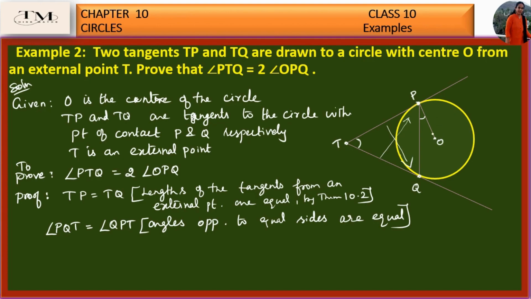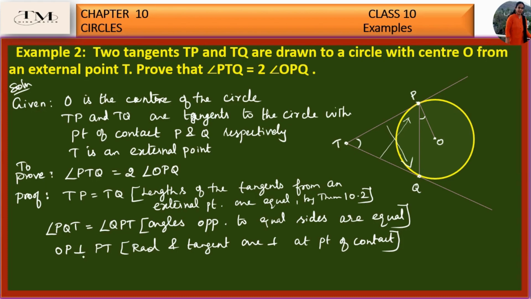Next one, OP. Who is OP? OP is the radius and TP is the tangent. So we have OP perpendicular to PT. This is because the radius and tangent are perpendicular at the point of contact. That means angle OPT will be 90 degrees. So let us assume this angle OPQ as theta. So let angle OPQ be equal to theta. Okay children? So these are the assumptions and we got angle OPT is equal to 90 degrees. Let us do the remaining calculation on the next page.